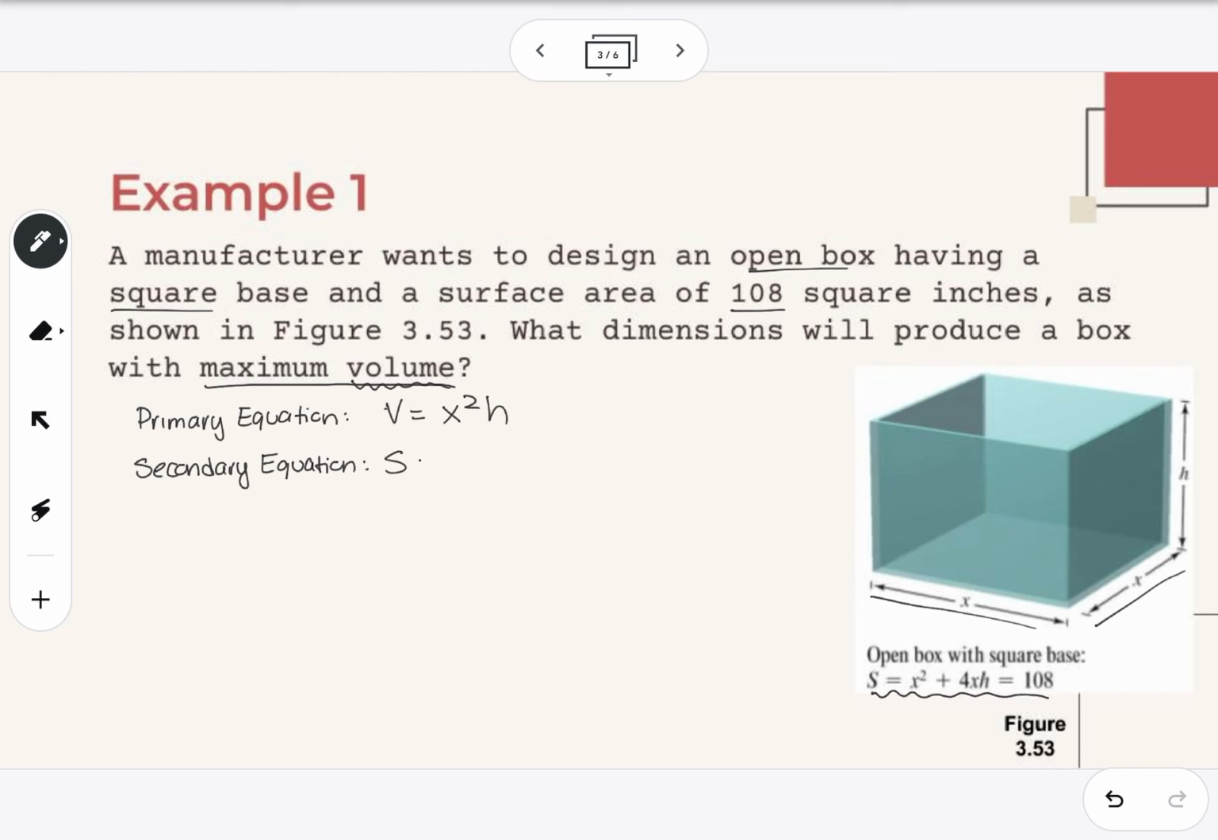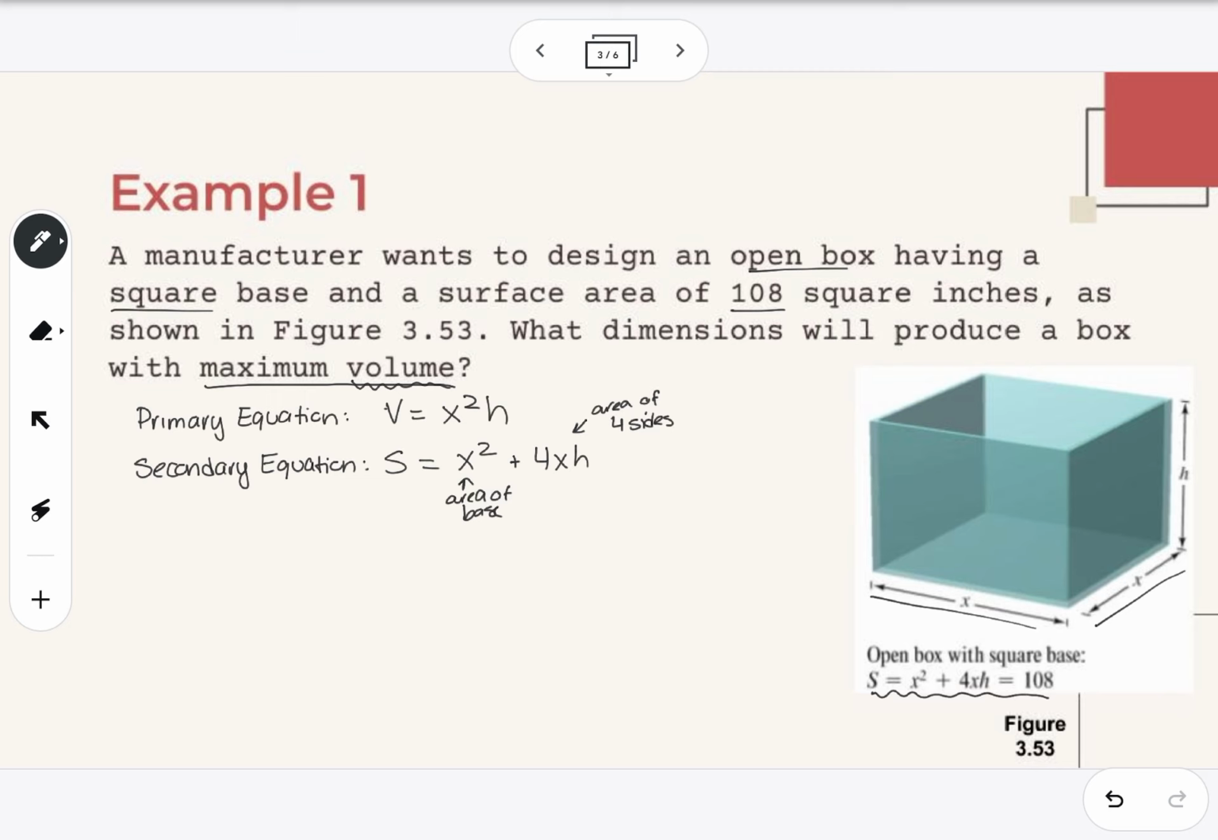So surface area is the area of your base, x squared, plus the area of your 4 sides. So I'll write that again here. That x squared is the area of the base. The 4xh is the area of your 4 sides. And that's something that they're giving to us. They'll often give you some more information. I would trust that you would be able to figure out your surface area equation for a box. You could. Sometimes they'll ask you to figure it out. Sometimes they'll just give it to you. So those are our 2 equations, primary, secondary.